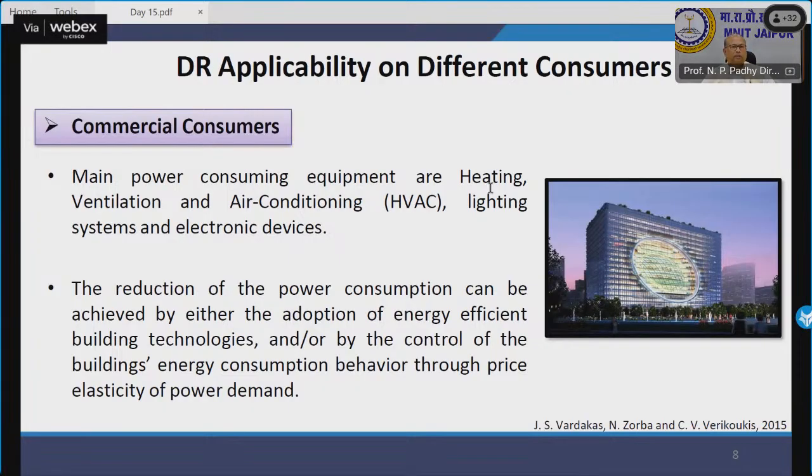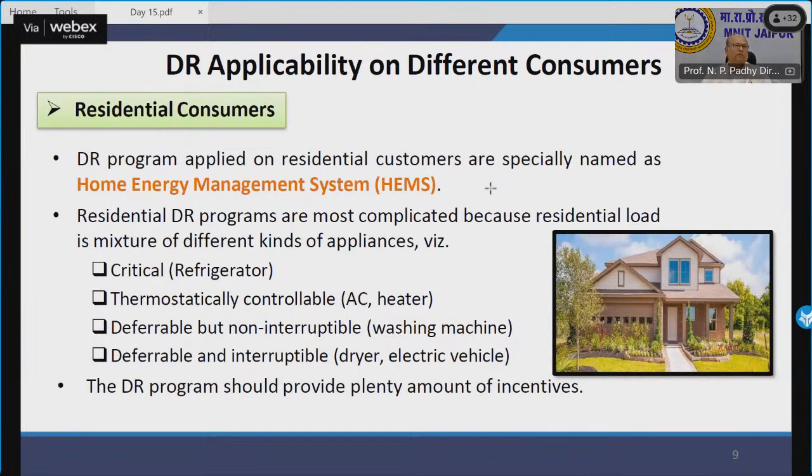Building energy consumption behavior follows the price elasticity of power demand. They can say there are a few mandatory lighting mechanisms, and others they can do depending upon the price signals. Now, residential is very interesting. We have the HEMS, the home energy management system, as I was talking about yesterday, where all your devices are connected. The smart meter will get a price signal from the main utility, and based on it will operate all my devices so that the peak can be controlled. This is how all three things can be done.